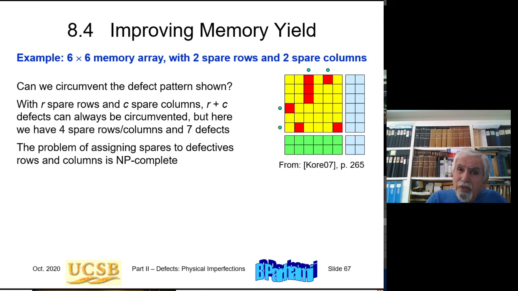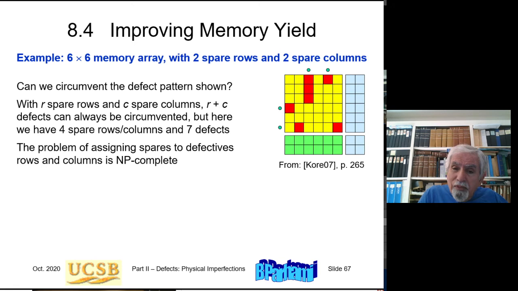Okay, to improve memory yield, I mentioned that we provide spare rows and spare columns. Here is a toy example, simple example. We have a 6x6 memory array, the yellow cells, some of which are defective, the red cells. Okay, this is an exaggerated example, but we usually don't have this many defects in such a small memory. But this is just an example. We also have two spare rows and two spare columns. And we want to be able to circumvent these defects.